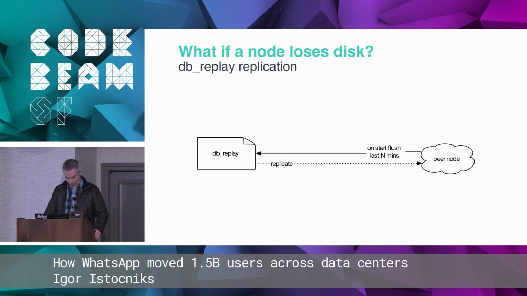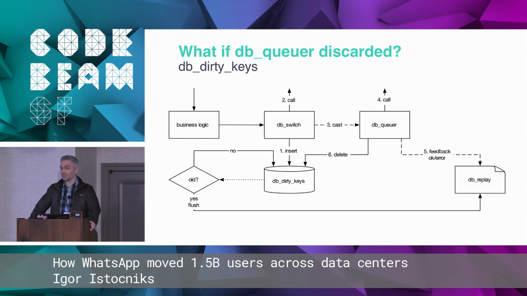Okay. Before we move forward, I need to tell you about one of the properties of Genfactory. What if a Genfactory gets too many messages and can't process them fast enough? The way we solve this problem is by saying, if the message queue is too large, then we should discard. What if dbqueuer discards? The problem is that then we will never do a remote call for the key, so we will never send feedback to the DB replay loop. We'll never know that the key has not been replicated to the other side.